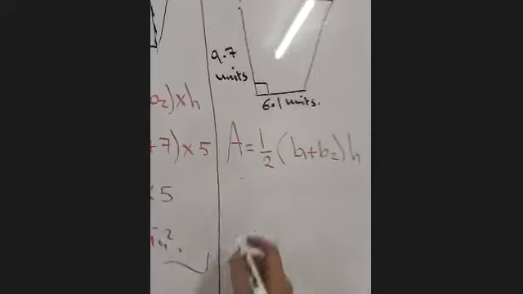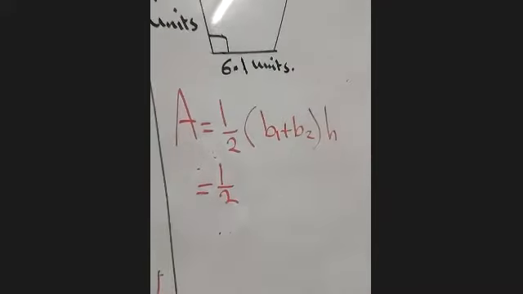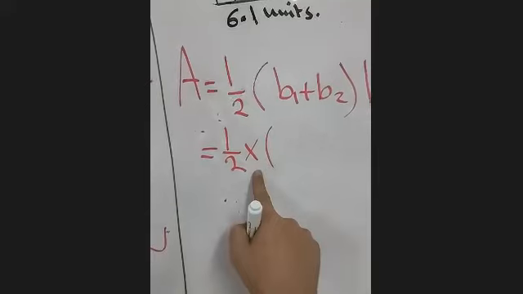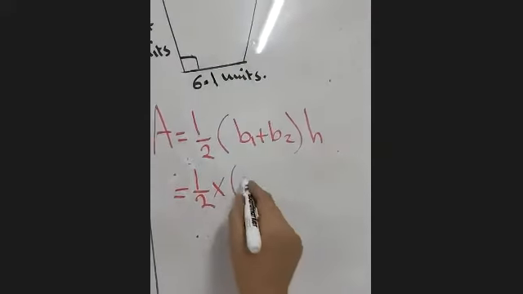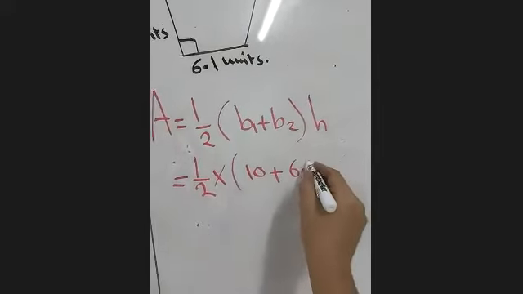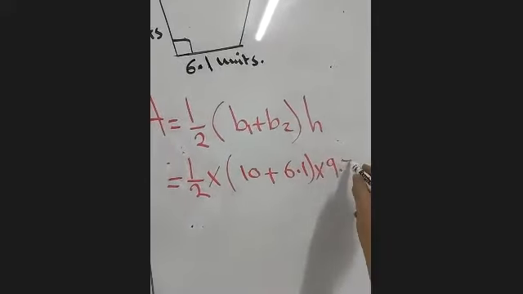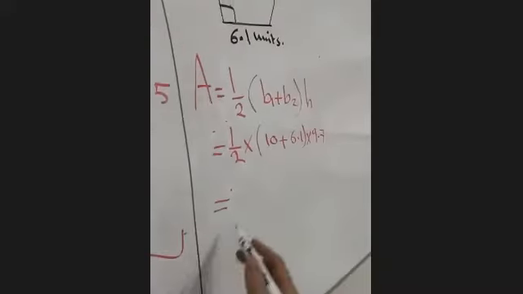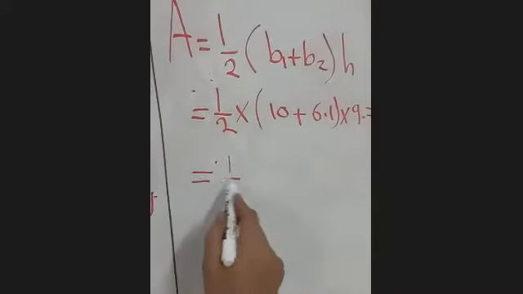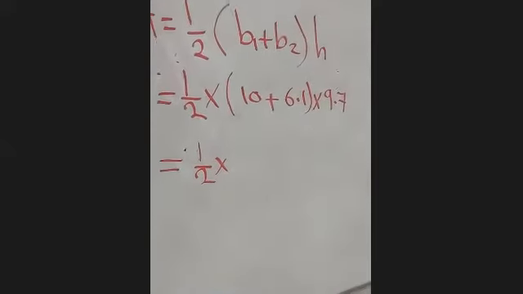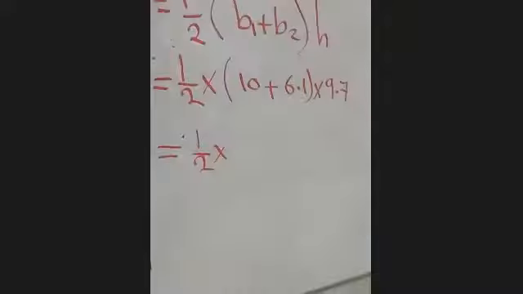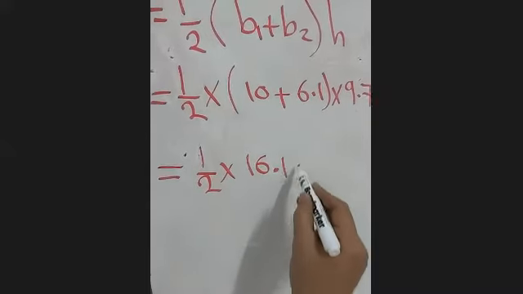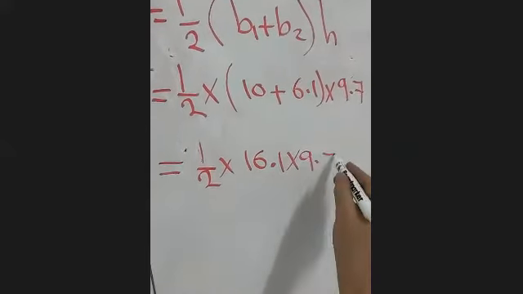Now let's apply the numbers. Half, then parentheses, base 1, 10, plus base 2, 6.1, multiply the height, 9.7. Now what do I need to do first? The brackets, we know the order of operations, right? First thing, the bracket, 10 plus 6.1, 16.1, multiply 9.7.